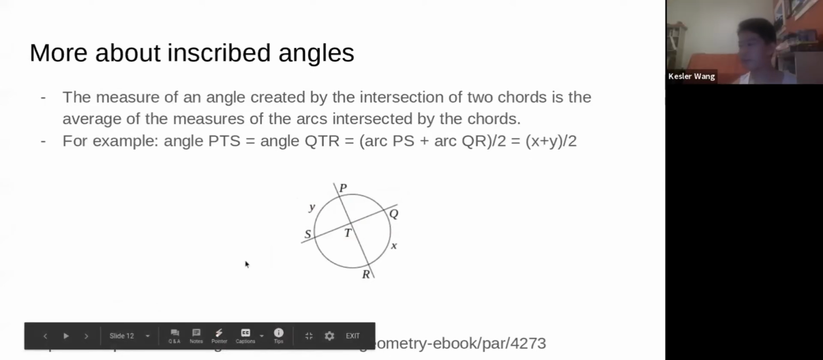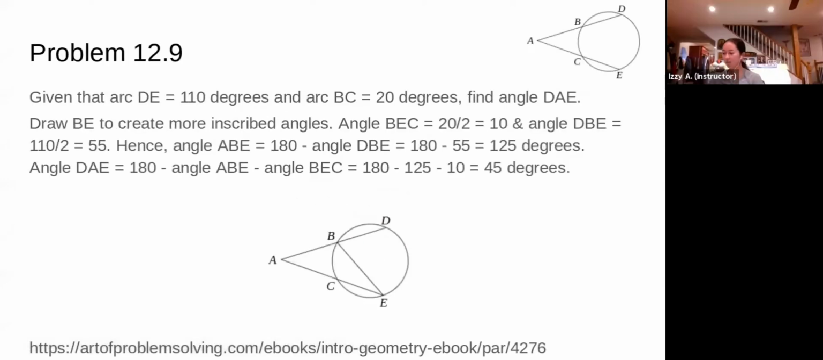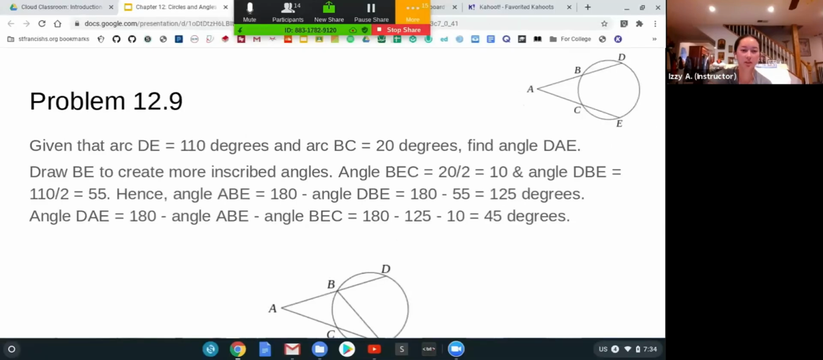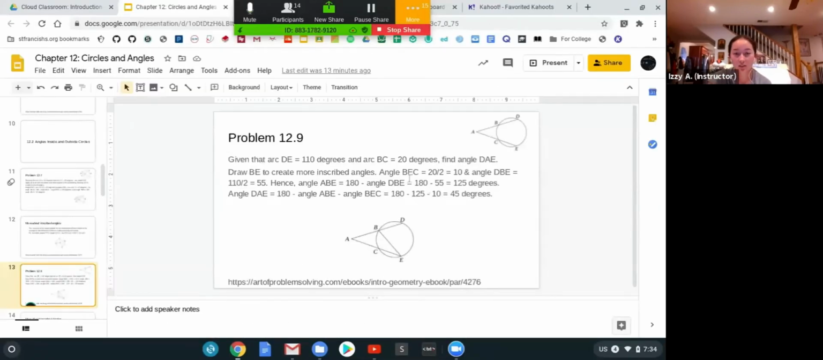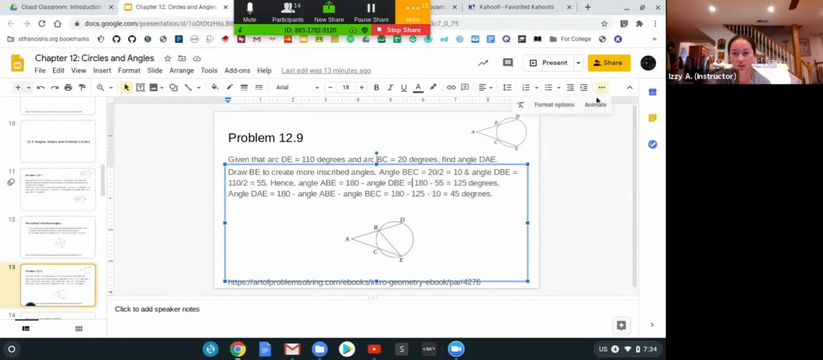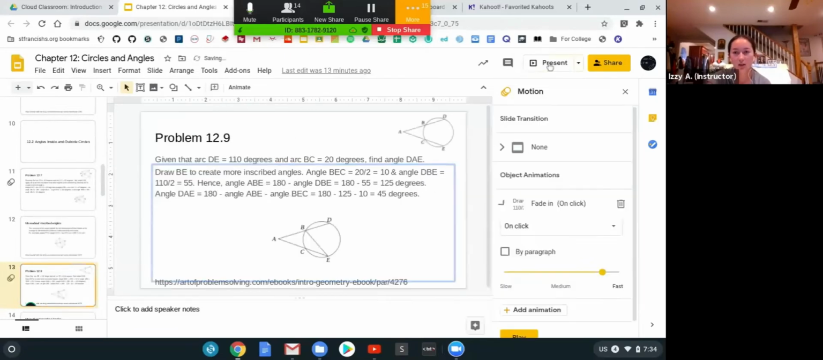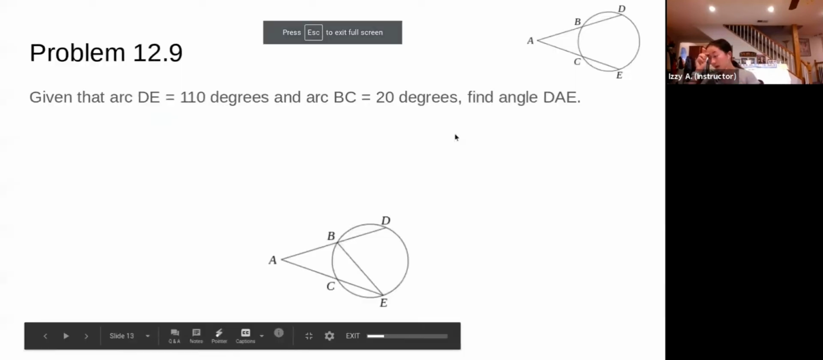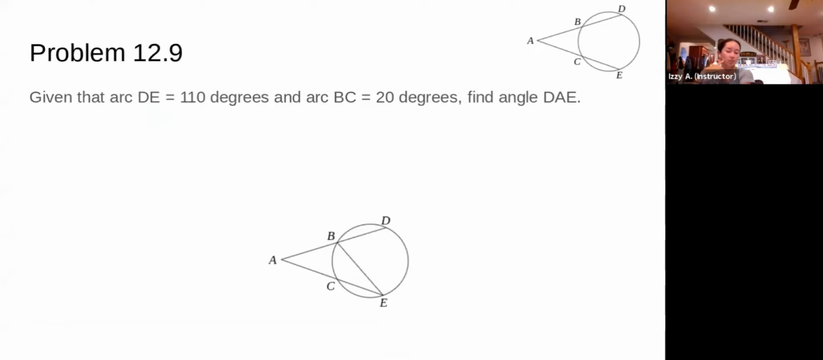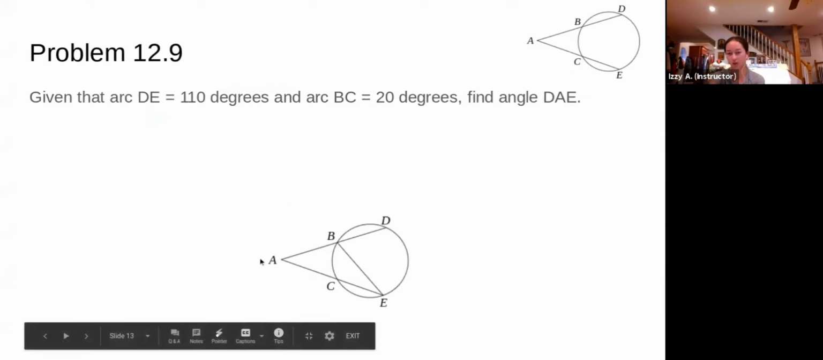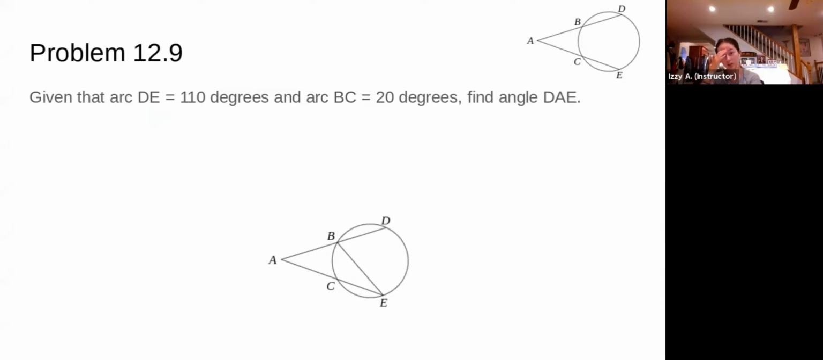Okay, so next we have problem 12.9. Here, let me animate this. I forgot to animate this. Hold on. Okay, there we go. Given that arc DE is equal to 110 degrees and arc BC is equal to 20 degrees, find angle DAE. The image below can give you a hint as to what you could do to figure out what angle DAE is.